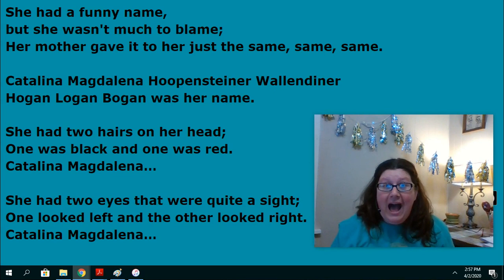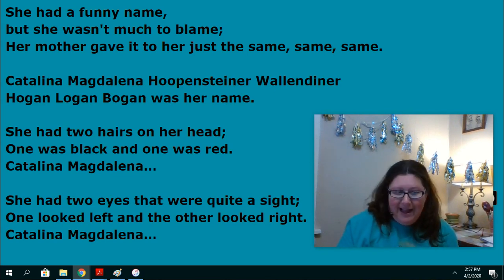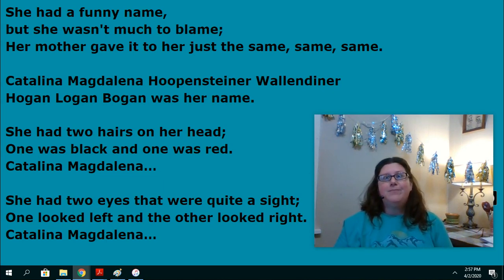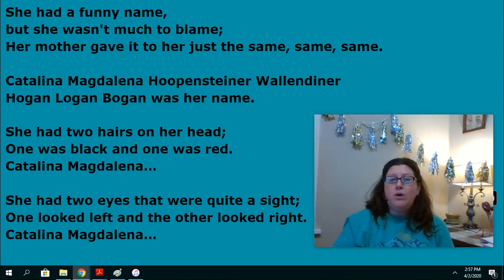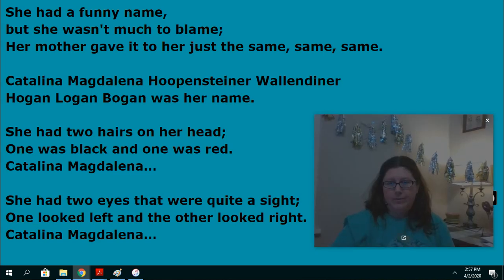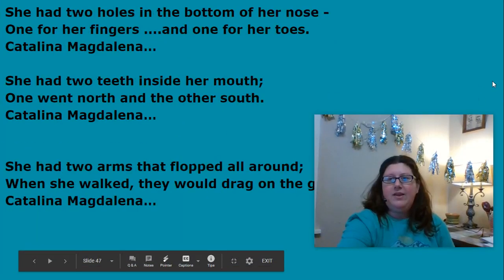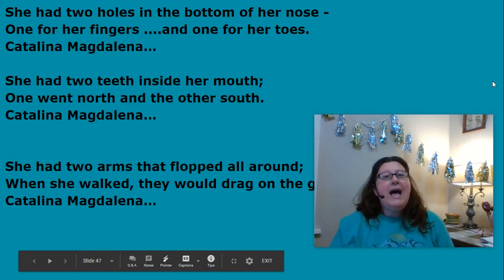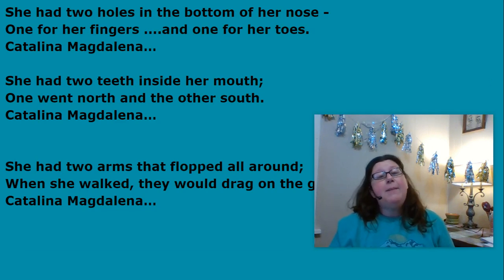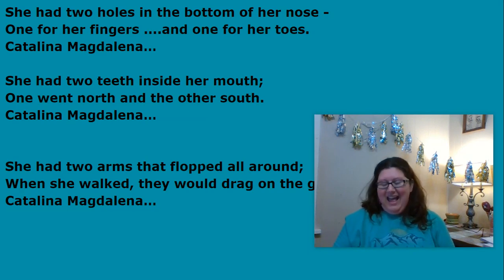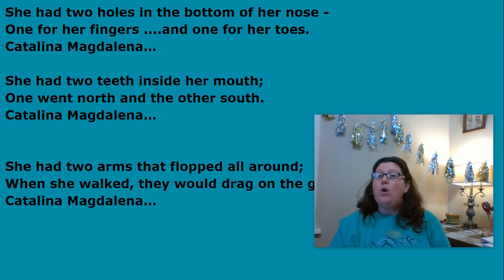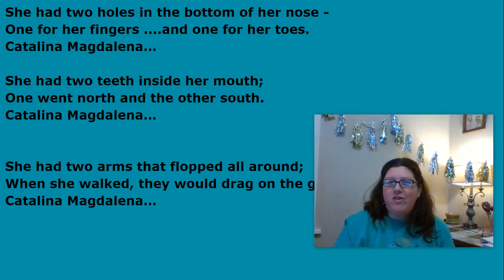She had two eyes that were quite a sight. One looked left and the other looked right. Catalina Magdalena Hoopensteiner Wallendiner Hogan Logan Bogan was her name. She had two holes in the bottom of her nose, one for her fingers and the other for her toes. Catalina Magdalena Hoopensteiner Wallendiner Hogan Logan Bogan was her name.